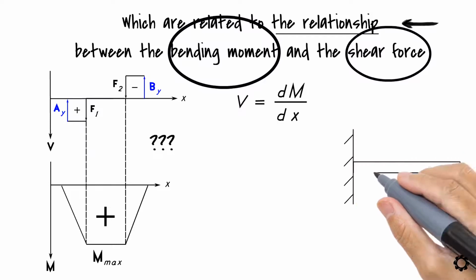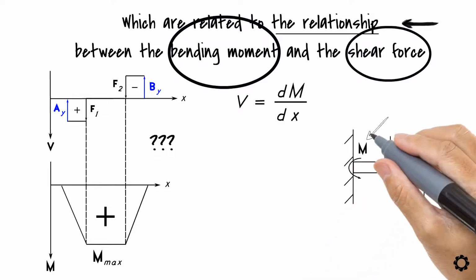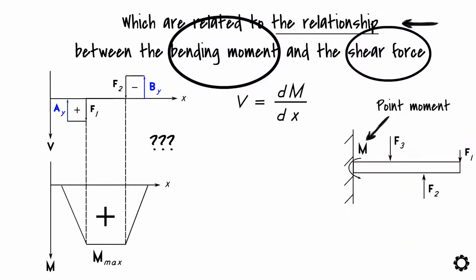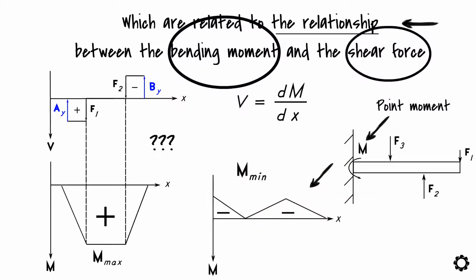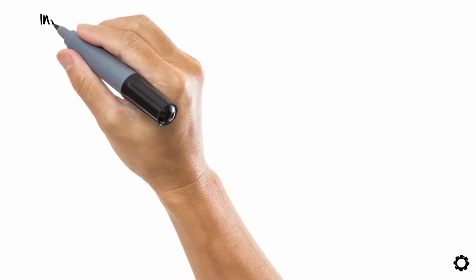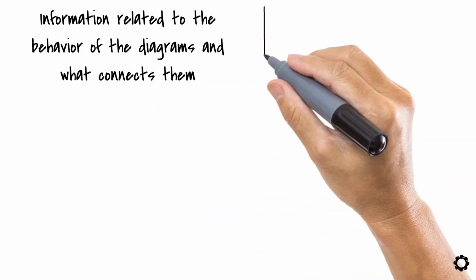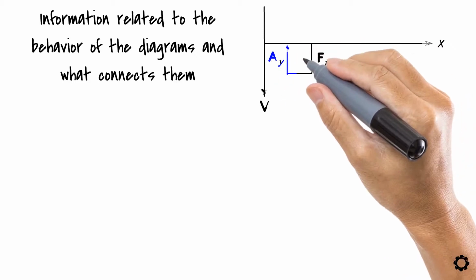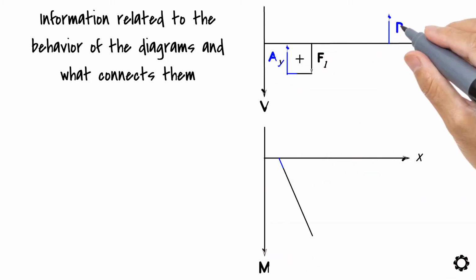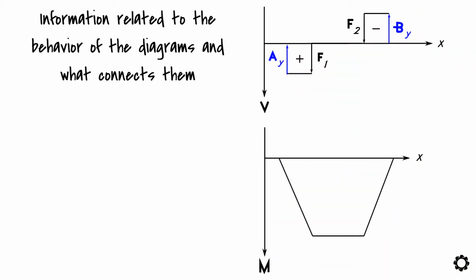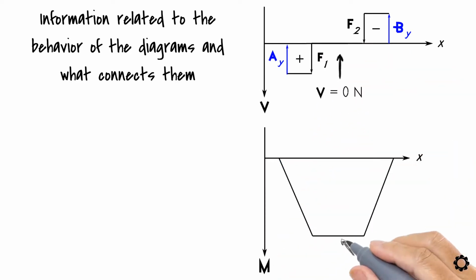Notice, however, how the point where the moment occurs, which can also be referred to as the point moment, on the structure can make an exception as to where the maximum or minimum moment can be found. The relationship between the shear force and the bending moment can also provide us with the information related to the behavior of the diagrams and what connects them. Like when the shear force has a positive value, then the bending moment is rising in its diagram and vice versa.